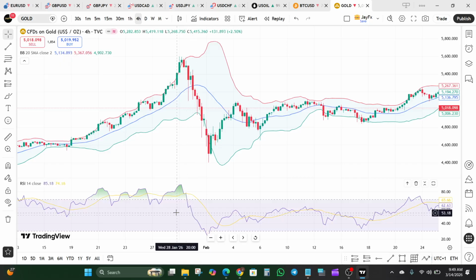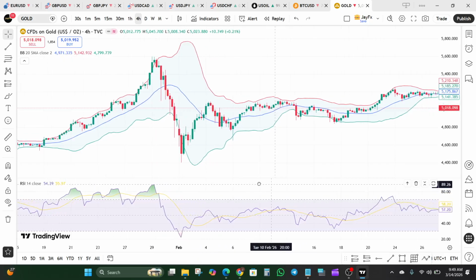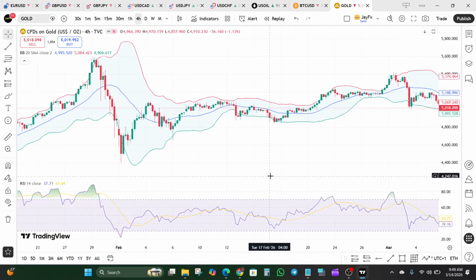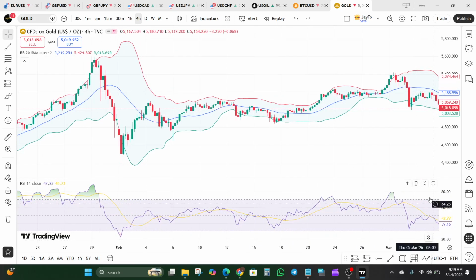But now you can see the Relative Strength Index measures momentum by comparing recent gains and losses over a selected number of periods. The indicator ranges from 0 to 100 and helps identify potential overbought conditions above 70, you can see the 70 level, and oversold conditions below 30.